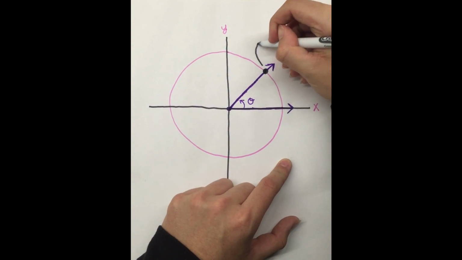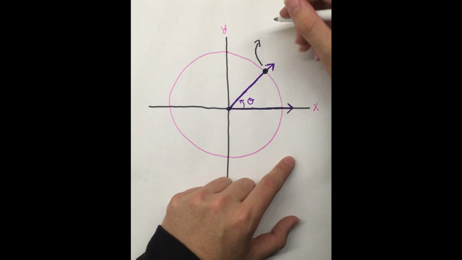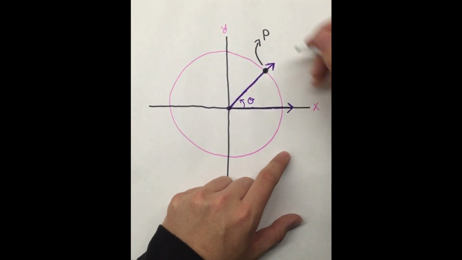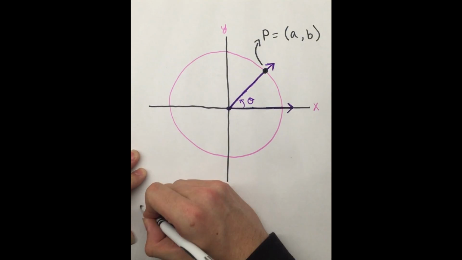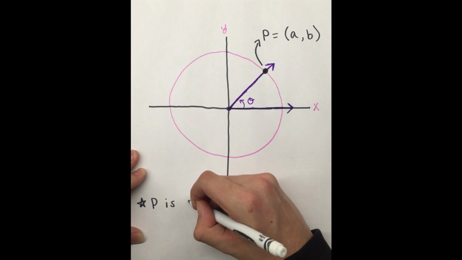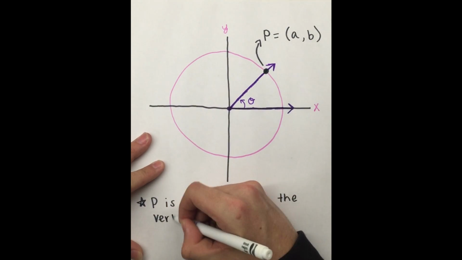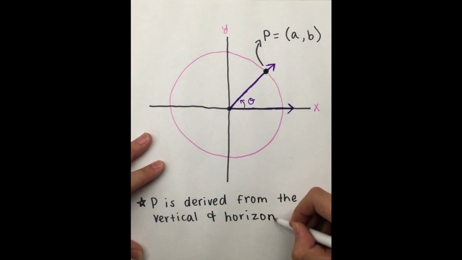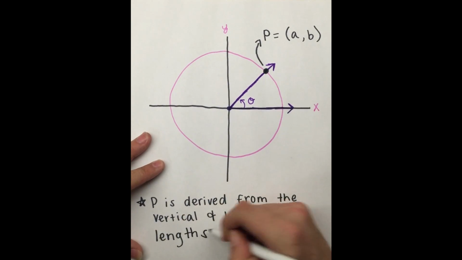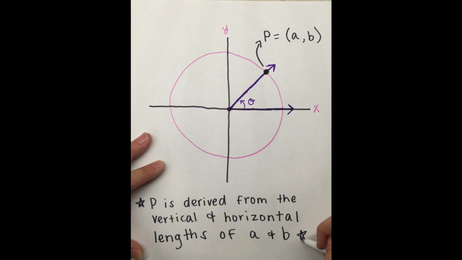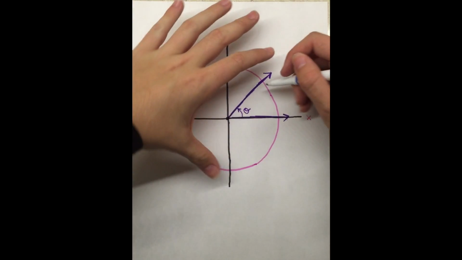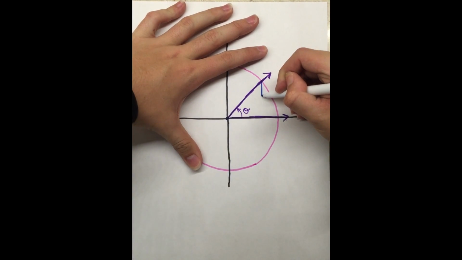The point where the terminal ray crosses the unit circle is named point P. This has the coordinates (a, b). These coordinates are derived from the vertical and horizontal lengths that correspond to the line segments named a and b. These lengths form a natural triangle within the unit circle, which will be shown when we go over the trig functions. So you can draw any angle from the origin and call it theta.